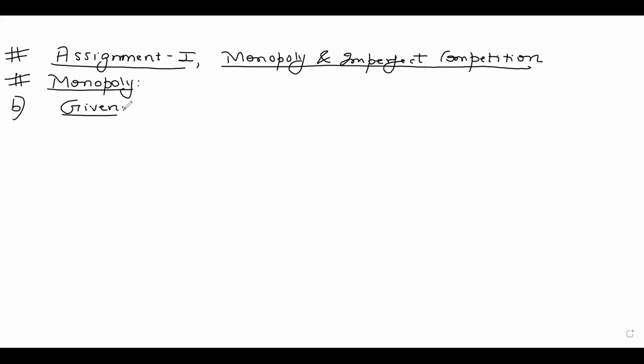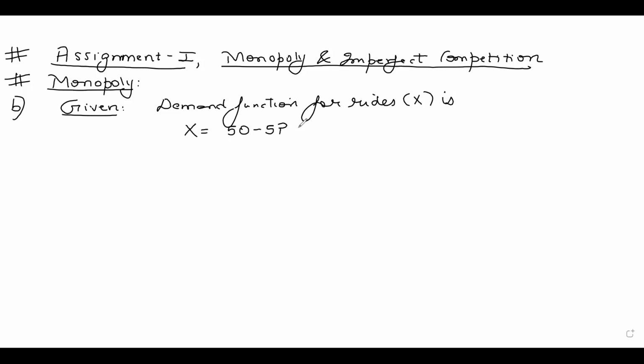We are given that the demand function for rides is as follows. X is equal to 50 minus 5p, where p is the price per ride, and we are given that the marginal cost is 0. Let's look at what part 1 is asking us. We need to find out the profit maximizing price and quantity produced by the monopolist.